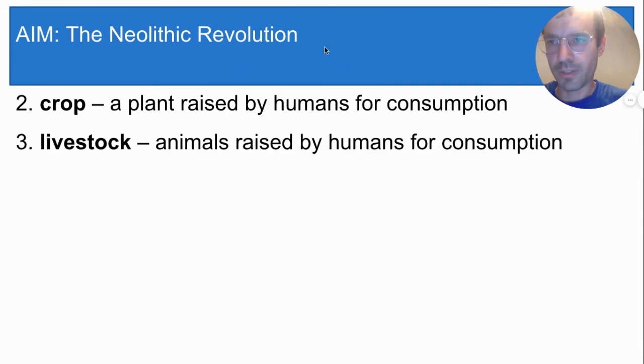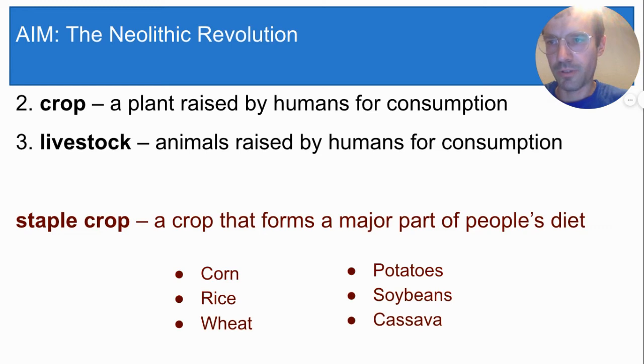Now let's look at crops and livestock. A crop is a plant that farmers raise for human use. And livestock are animals that are raised for human use. So corn, wheat, sugarcane are all examples of crops, whereas cows, chickens, and pigs are all types of livestock. Staple crops are certain crops that form a major part of people's diet in different parts of the world. Some of the top staple crops globally are corn, rice, wheat, potatoes, soybeans, and cassava.